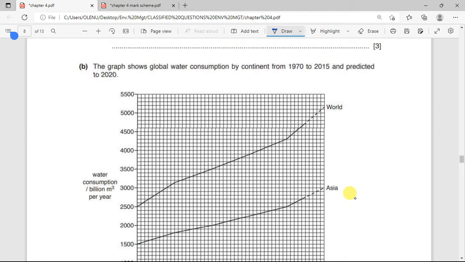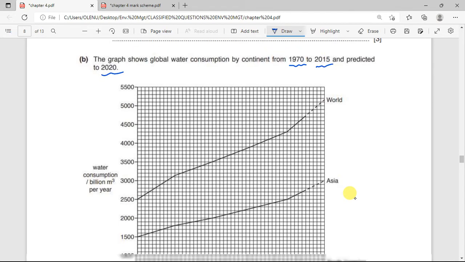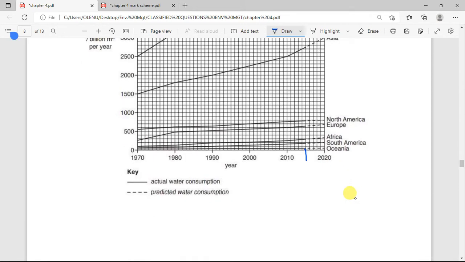Now they say the graph shows global water consumption by continent from 1970 to 2015 and predicted to 2020. So 1970 to 2015 and now predicted. So this part is the predicted ones. So you check your key: actual water consumption and predicted water consumption.